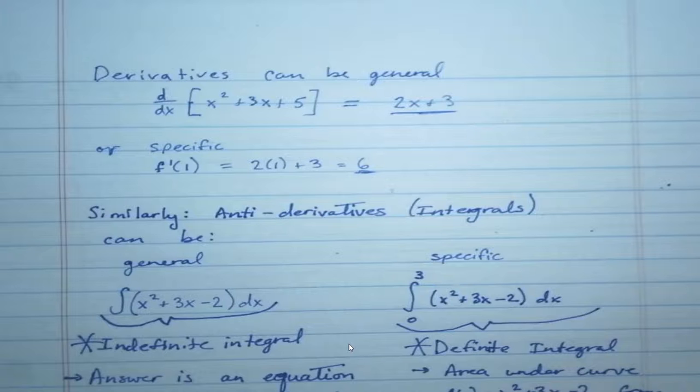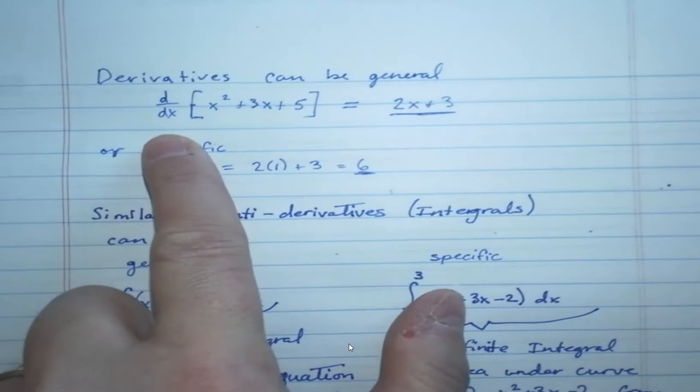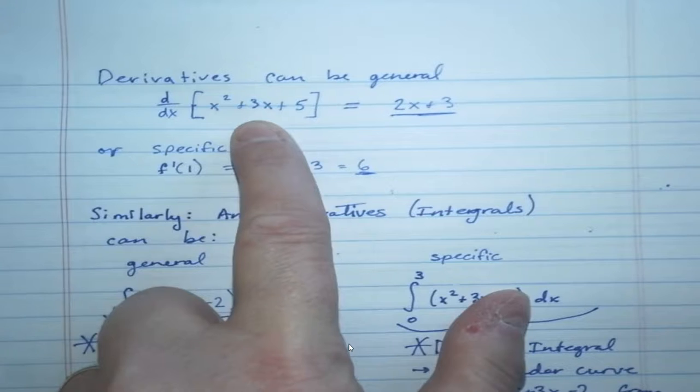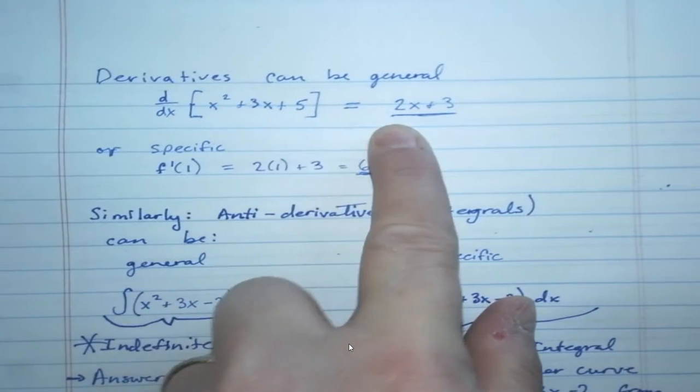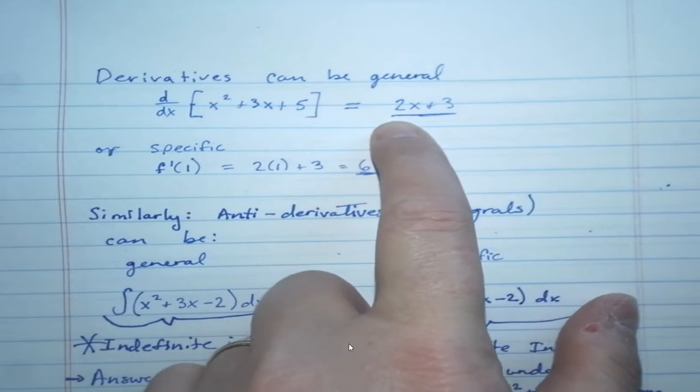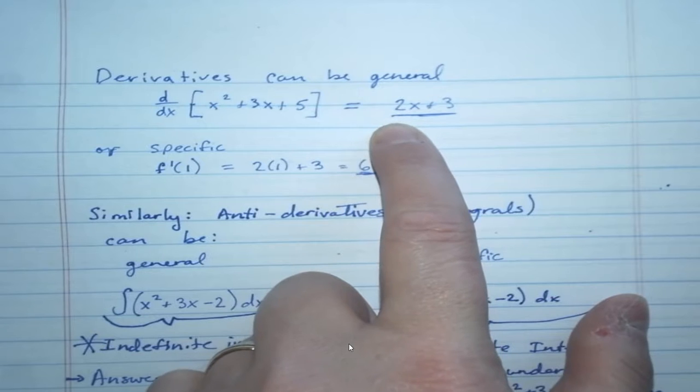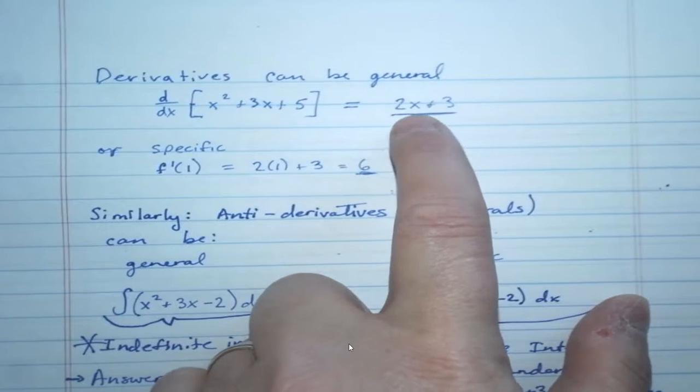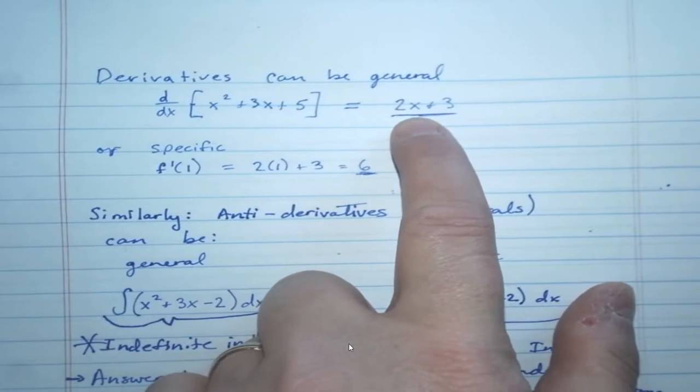All right, so I want to talk some more about antiderivatives today. Specifically, we're going to start calling them integrals, okay? And I'll explain the difference. So, derivatives can be general. If I ask you to find the derivative of an equation, d/dx of x squared plus 3x plus 5, we get an equation, 2x plus 3, right? Using the general power rule. That's what we'll call a general derivative, or the derivative of an equation.